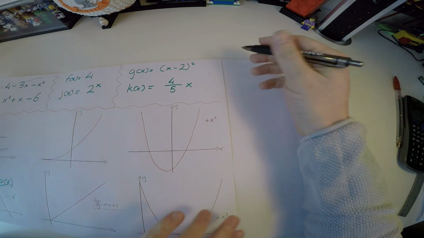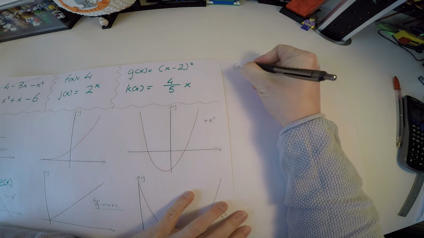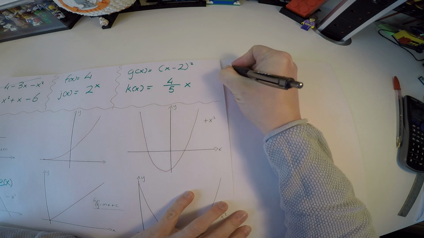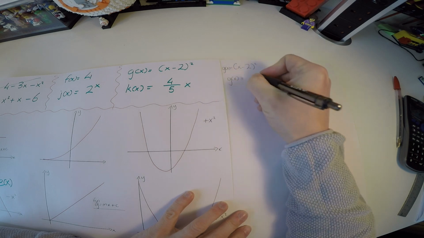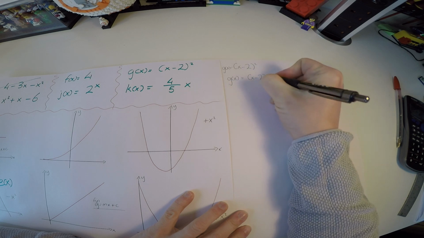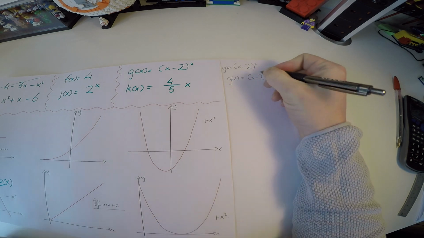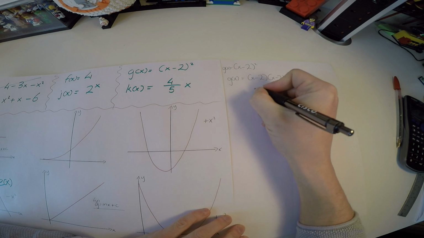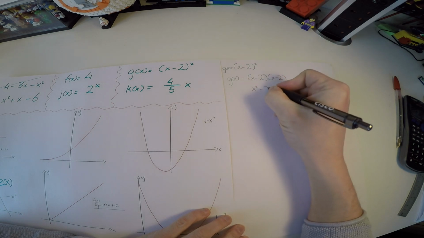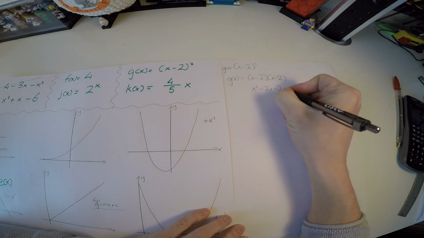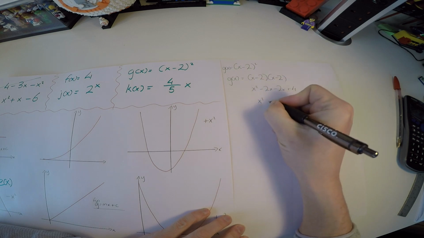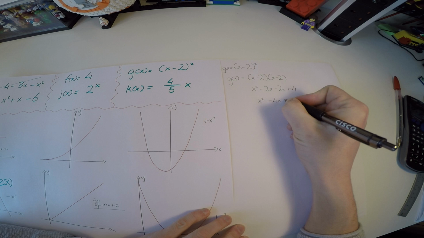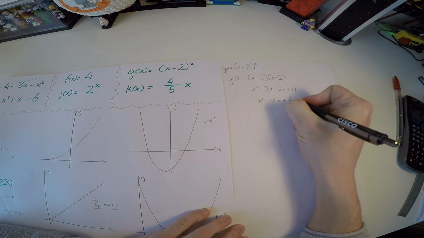So for g(x), I have (x minus 2) squared. What happens if I expand it out? That gives me (x minus 2) by (x minus 2), because it's squared. So x by x gives me x squared and a minus 2x, then another minus 2x, and minus 2 by minus 2 gives me a plus 4. That gives me x squared minus 4x plus 4.